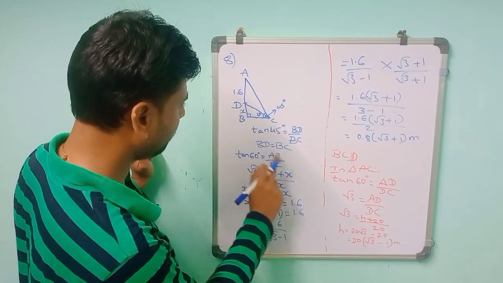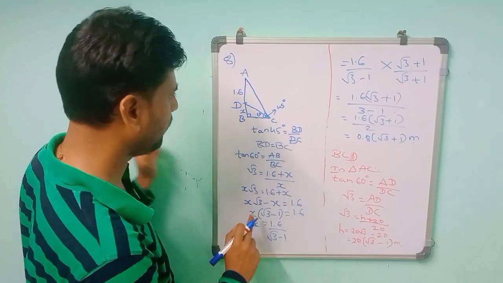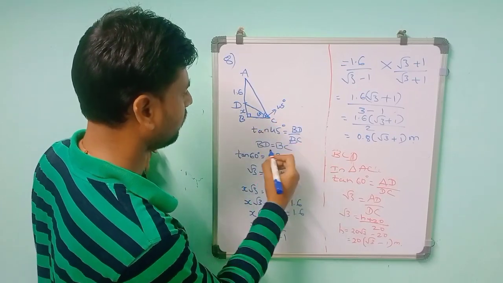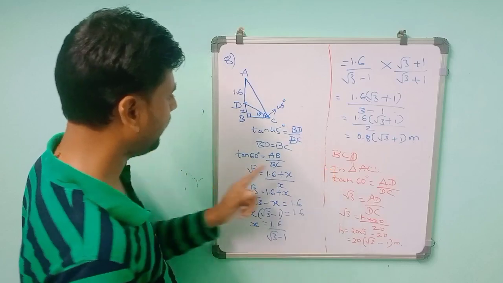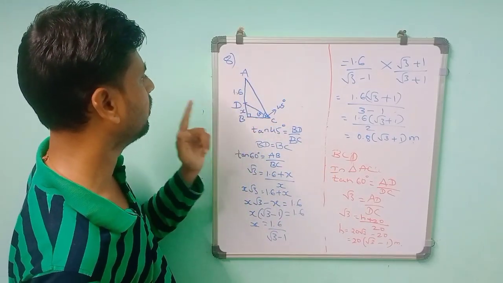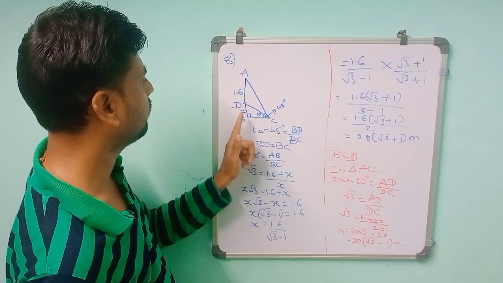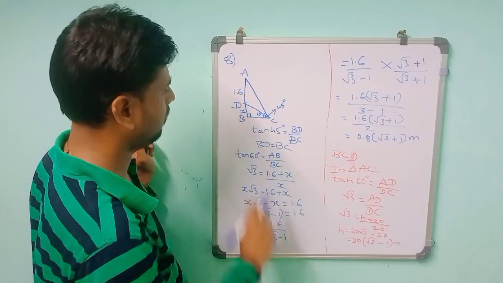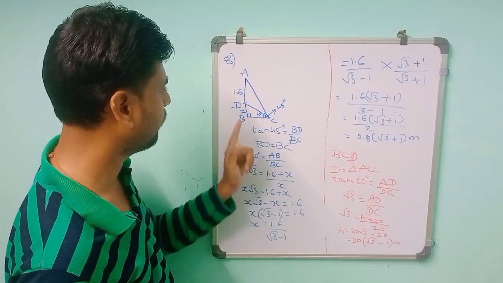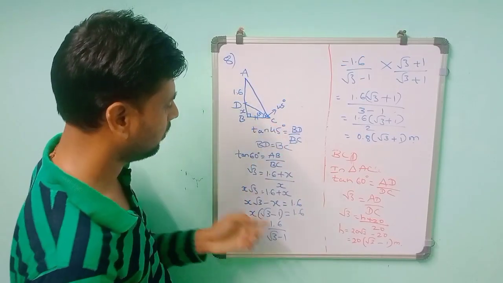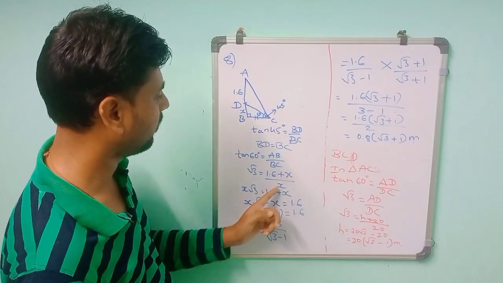BCD. If you take the triangle BCD, tan 45 is equal to BD by BC, so BD is equal to BC. Then tan 60: ABC is a right angle triangle, so ACB is 60 degrees. Tan 60 is opposite by adjacent, so 1.6 plus x divided by this one. This is the same, it will be x only. So (1.6 plus x) divided by x.